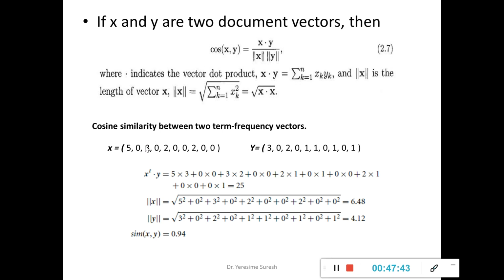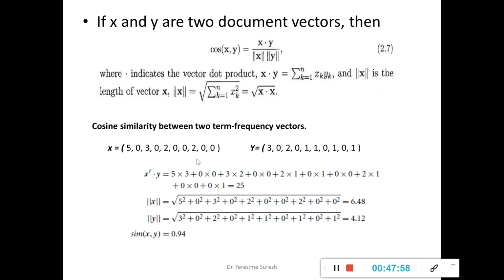Similarly, multiply the third value of document x with the third value of document y. Similarly, the fourth value of x with the fourth value of y, the fifth value of x with the fifth value of y. Repeat the same process. That is what I have done.